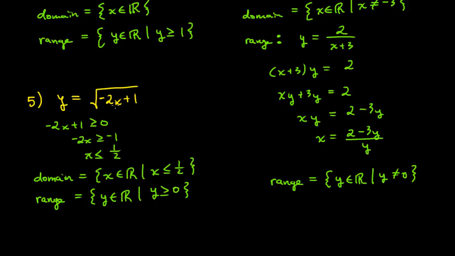Because here I can really just plug in any value for x that is less than or equal to 1/2, and as x gets further and further into the negatives, this number here is going to get bigger. And as I take the square root of a bigger and bigger number, y just keeps getting larger and larger. So essentially I can get all values for y that are greater than or equal to 0 for my range. So that concludes this lesson, and we'll see you in the next video.